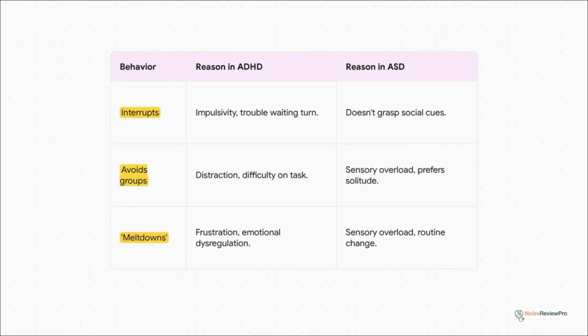So a kid with ADHD interrupts because the thought just pops into their head and comes right out. A kid with autism might interrupt because they genuinely don't pick up on those subtle social cues that tell us, hey, it's not your turn to talk right now.